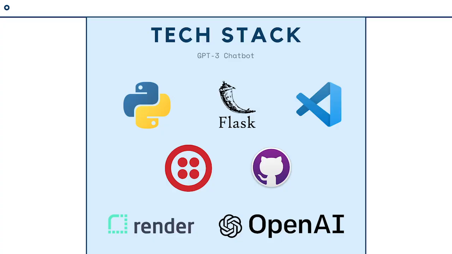All right, our tech stack today: we're going to be building this in Python using the Flask framework. We'll be writing our code in the VS Code editor. We'll use the GitHub Desktop app to host our repo. We'll be using an API key from OpenAI to access GPT-3. And we'll be signing up for Twilio to handle our messaging service. Finally, we'll use Render to run our chatbot in the cloud.